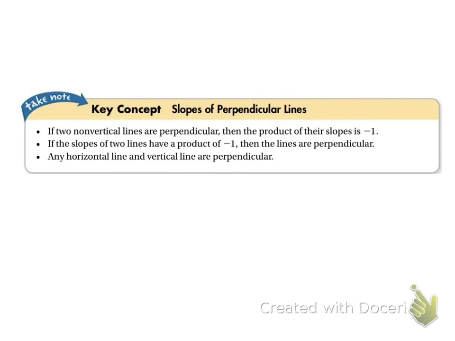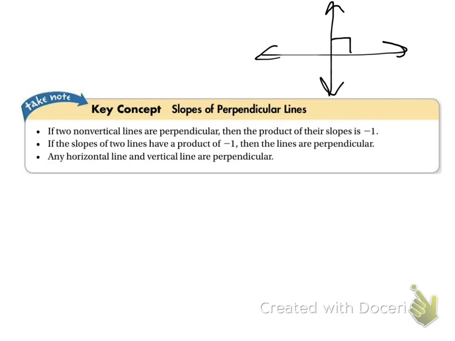Alrighty, this is 3-8B of geometry. So we're going to talk about perpendicular lines. Perpendicular lines look like this. They form the right angle, remember. So if two lines are perpendicular, then the product of their slopes is -1. Another way to think of this, the way that I've remembered it best, is that their slopes are opposite reciprocals.